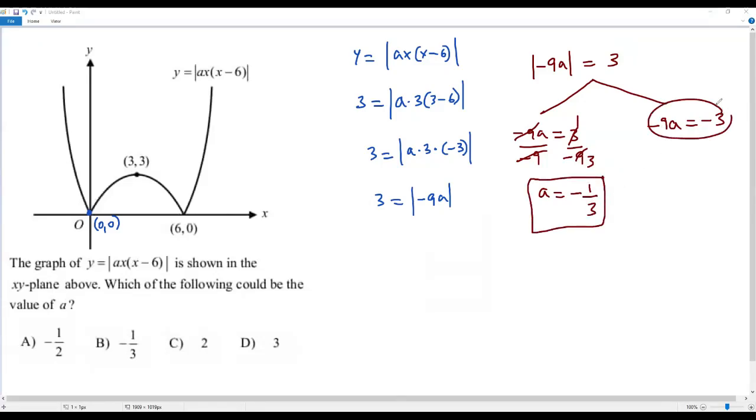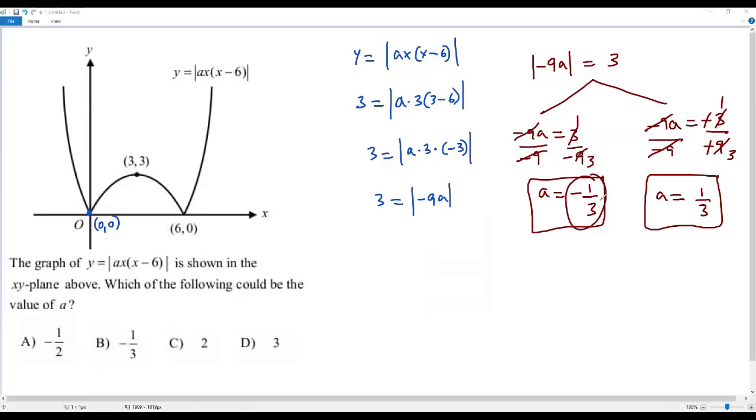Now let me solve for a in the second equation. For that, we have to divide both sides by negative 9. When I do so, this negative 9 will cancel out. I am getting a equals, so the negatives will cancel. 3 goes into 3 one time, 3 goes into 9 3 times. I am getting 1/3. I got two values of a. One is a equals negative 1/3 and the other one is a equals positive 1/3.